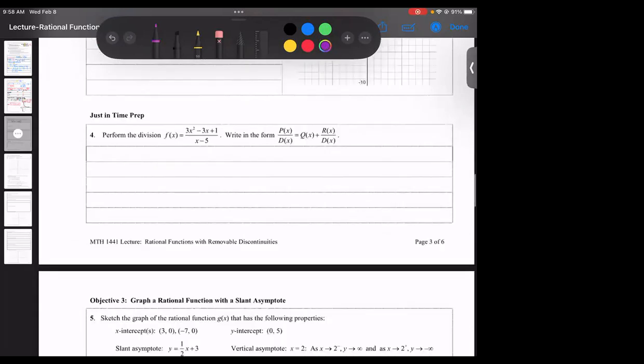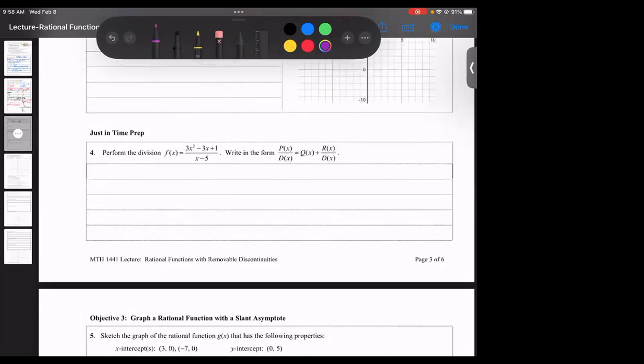I want you guys to perform the division, number 4, using synthetic division. In the meantime, I'm going to restart my laptop. I'm sorry, my iPad, so I can show you the decimals.